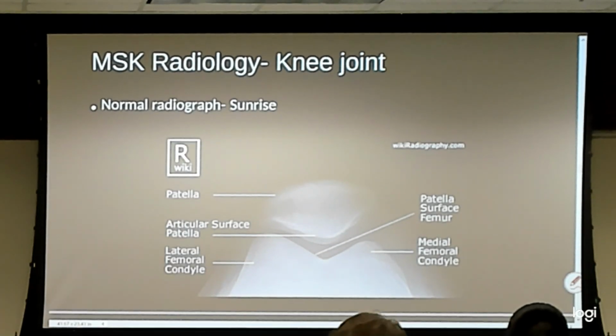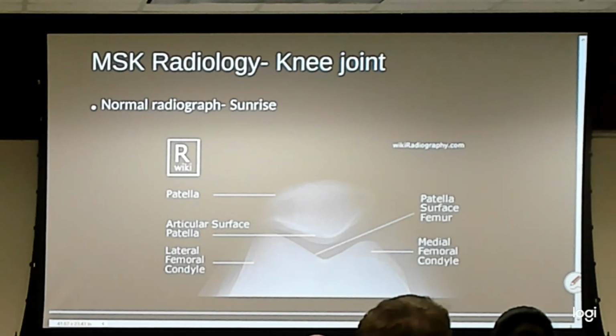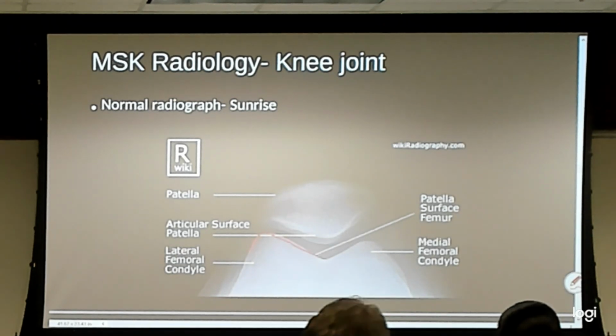So there's that sunrise view. It's captured by having the patient bend their knee, and it's along this line. So you're catching the patella sitting in the trochlea. So the trochlea is here, and it's the trough that holds the patella when you're extending and flexing your knee. So it does have a lot of articular cartilage that articulates with the posterior surface of the patella.